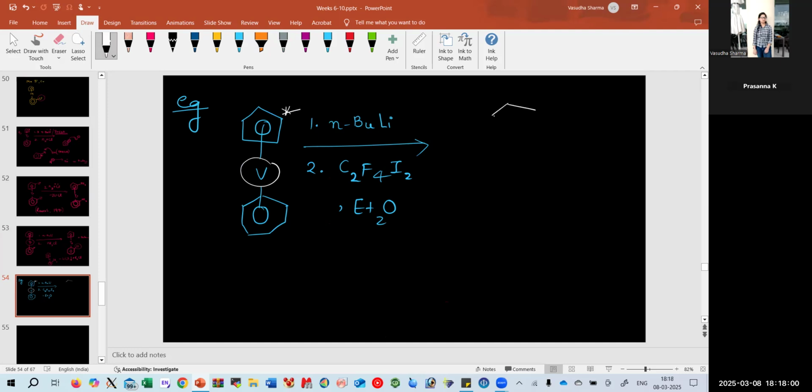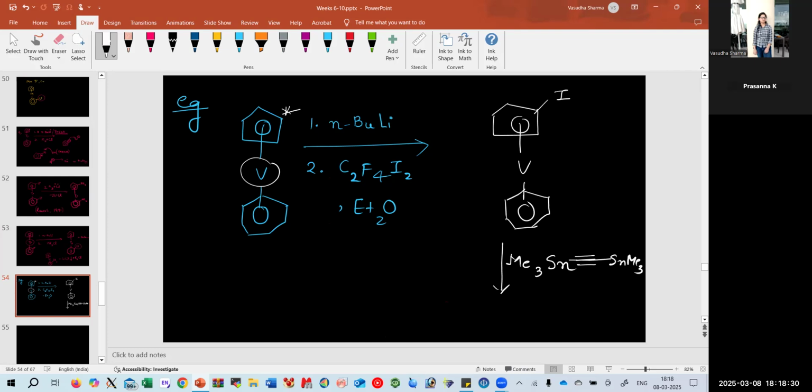So we can expect to have the product after lithiation, with iodine coming at the center. If that is the scenario, we have an aryl iodide over here, with a C5H5 and an iodine group. Now it can further react if we give a source of Me3Sn having an alkyne group, in presence of the catalyst, which is PPh3.